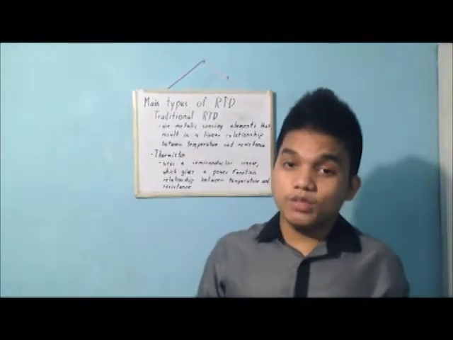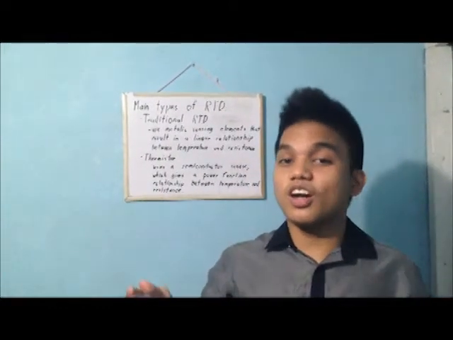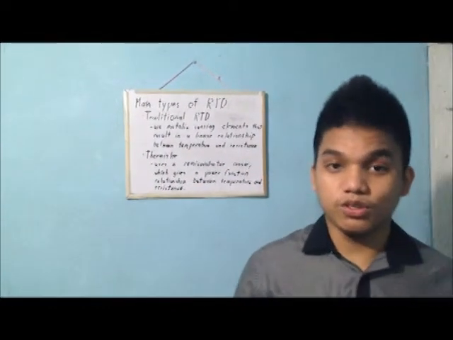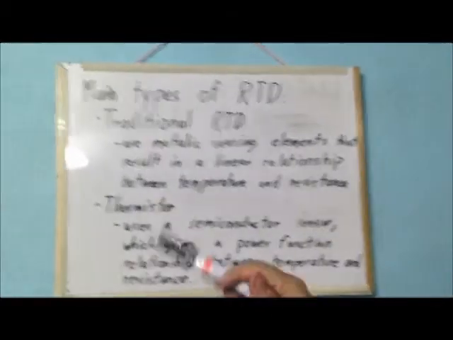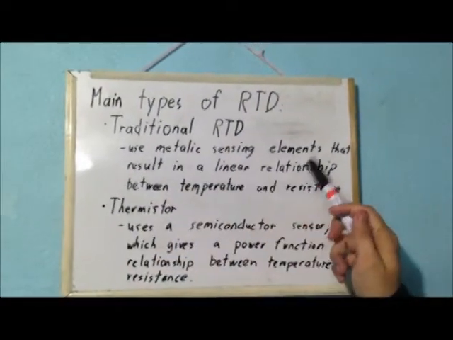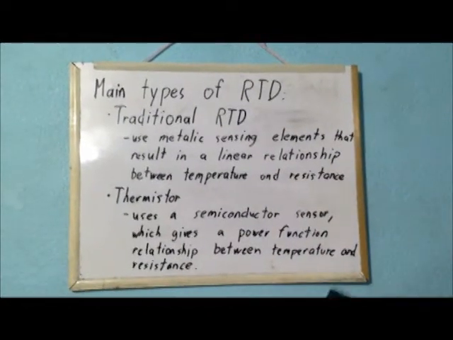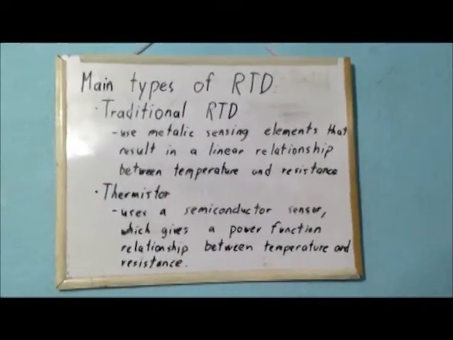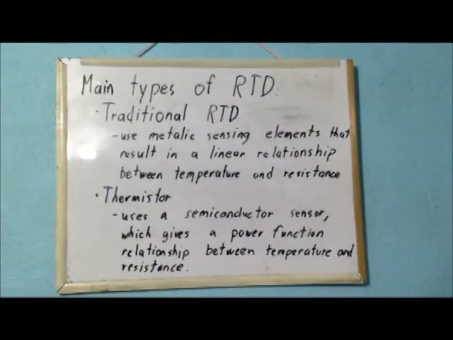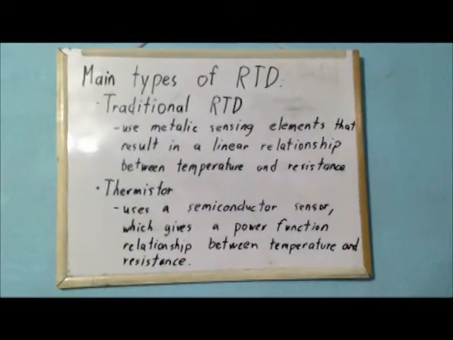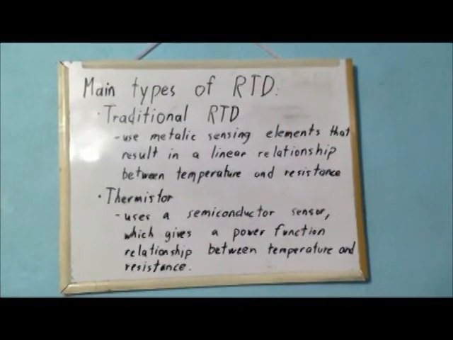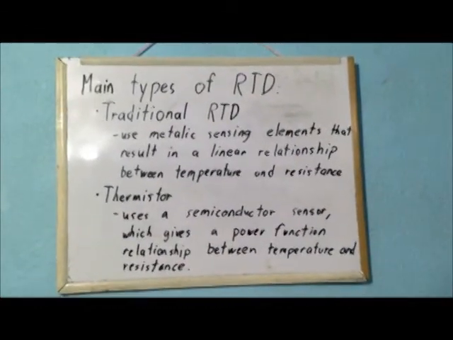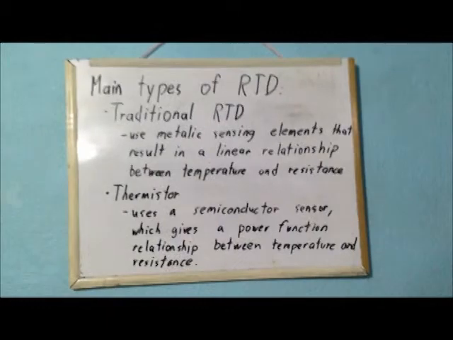There are two main types of RTD, traditional RTDs and thermistors. The first one is the traditional RTD. It uses metallic sensing elements that result in a linear relationship between temperature and resistance. The second one is the thermistor. It uses a semiconductor sensor which gives a power function relationship between temperature and resistance.